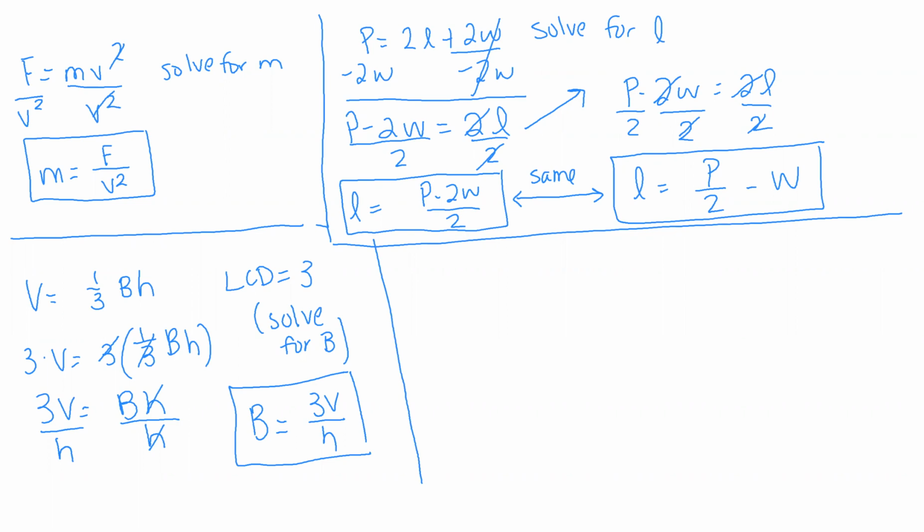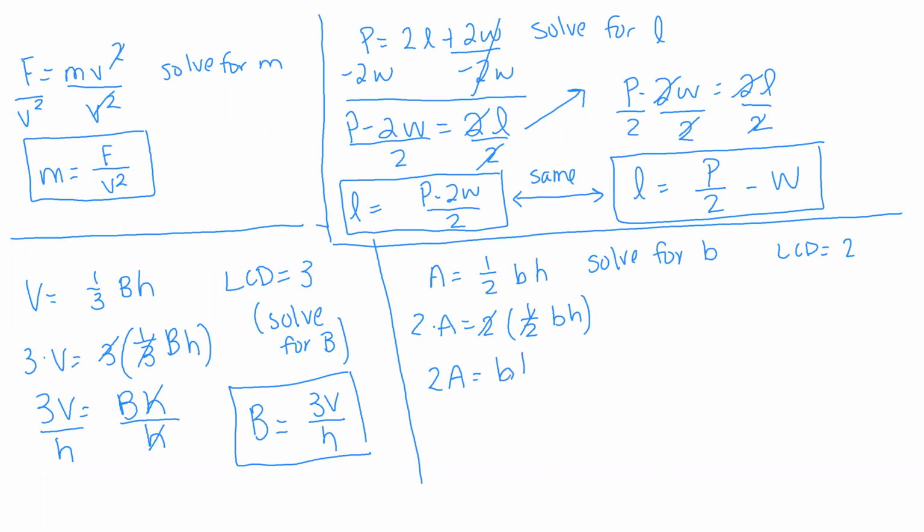All right. Let's look at another one like this with a fraction just to get more practice. So a equals 1/2 times b times h. For this one, again, let's solve for b. Okay. So the first thing we want to do is get rid of the fraction. So the LCD is just going to be 2 since there's only one fraction. So I multiply both sides by the LCD. So on the right, the 2 and the 1/2 cancel. On the left, I just get 2a. So I get 2a equals b times h.